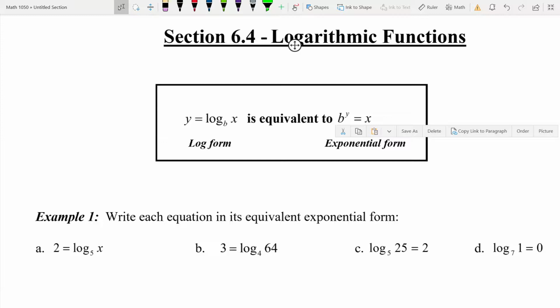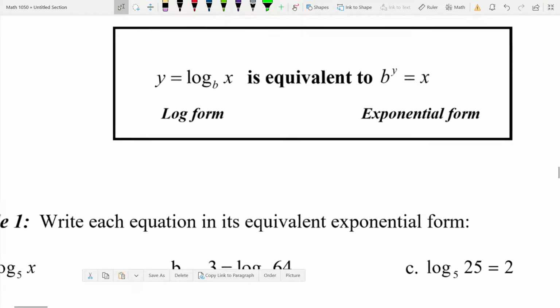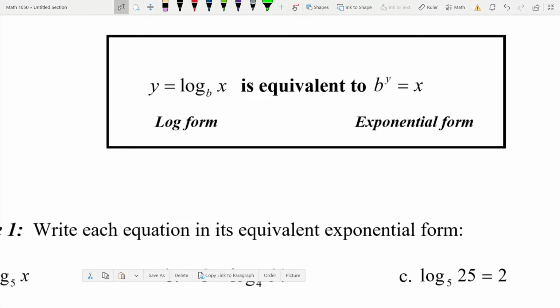Okay, guys, so like I said last time, logs can be very simple if you know the rules. All you have to do is know the rules, okay? This right here, that box is how to convert. So the left is log and the right is exponential, okay?